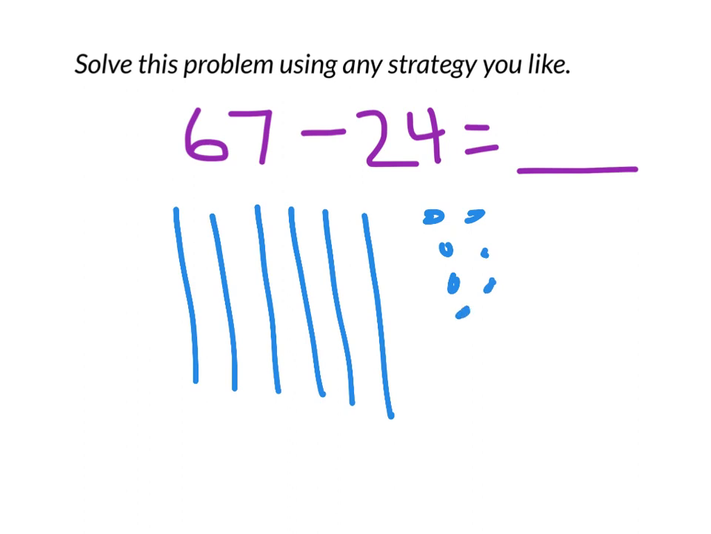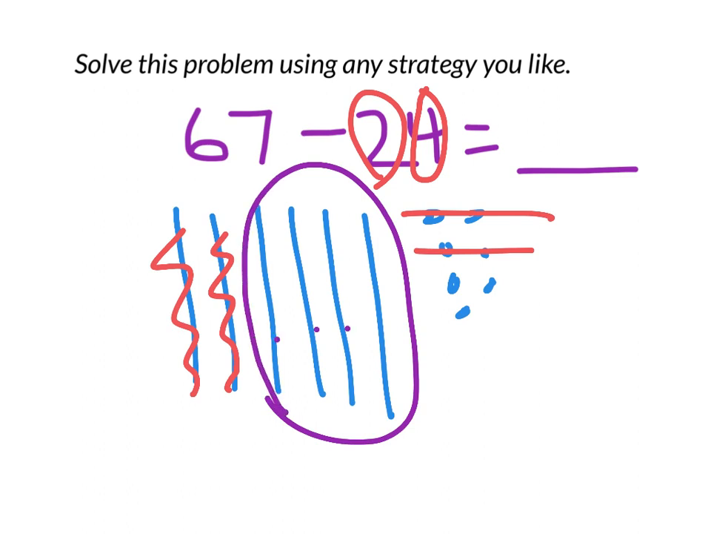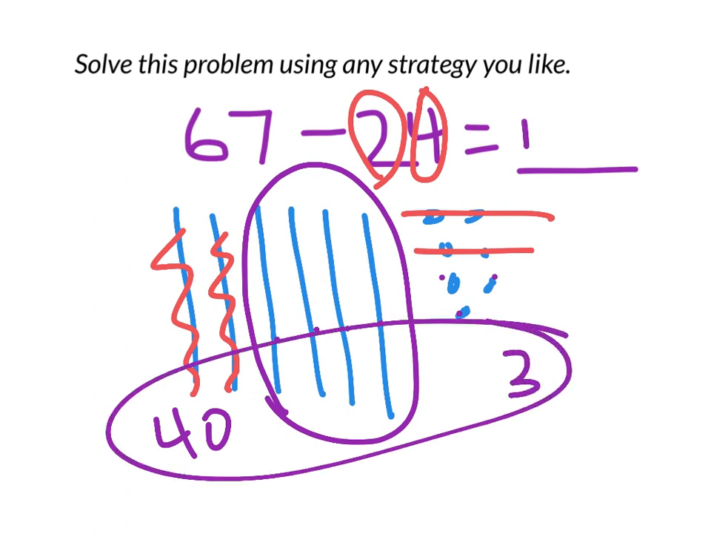Now I'm going to go back and cross out 20. 10, 20. Now I'm going to go to the ones place and cross out 4. Okay, I'm done. I have completed the problem. I have 1, 2, 3, 4, 40 there, and 1, 2, 3, 3 there. Final answer is 43. That was very easy.